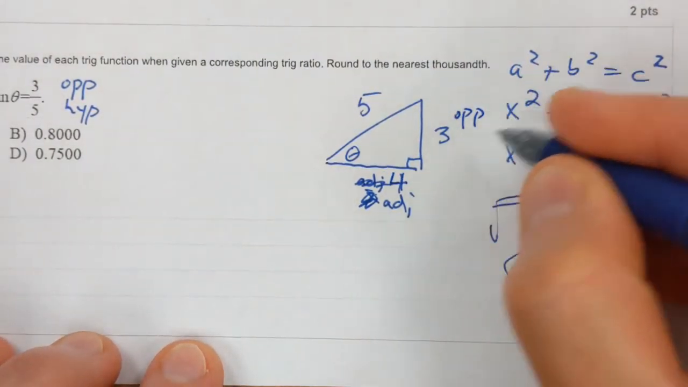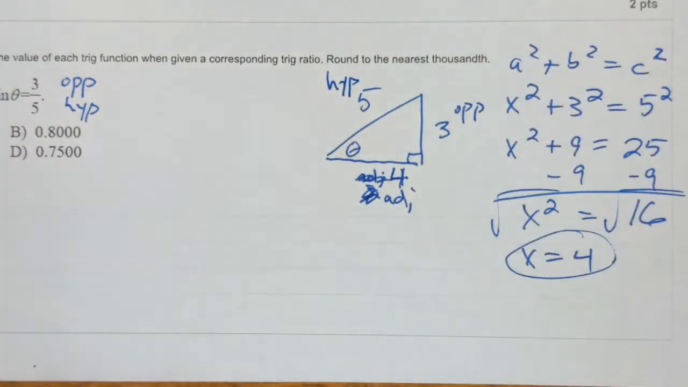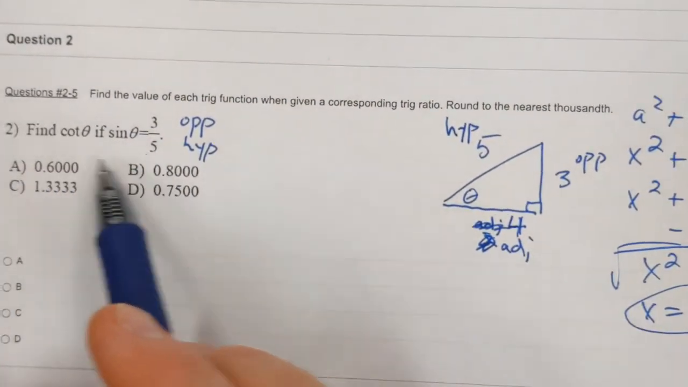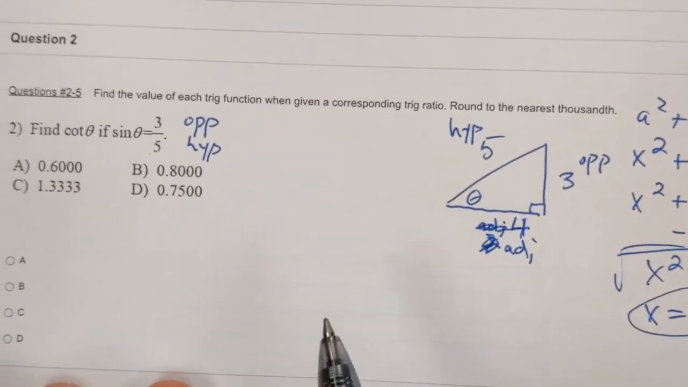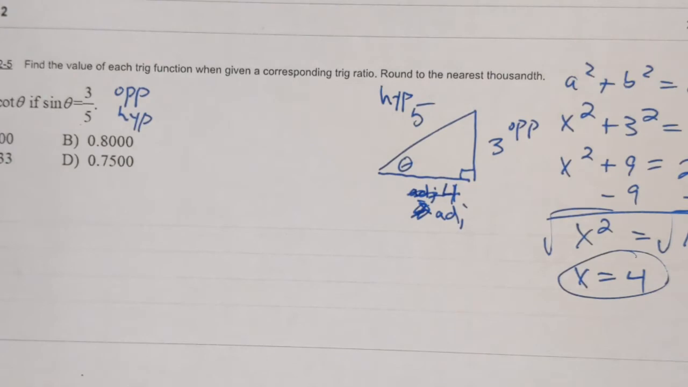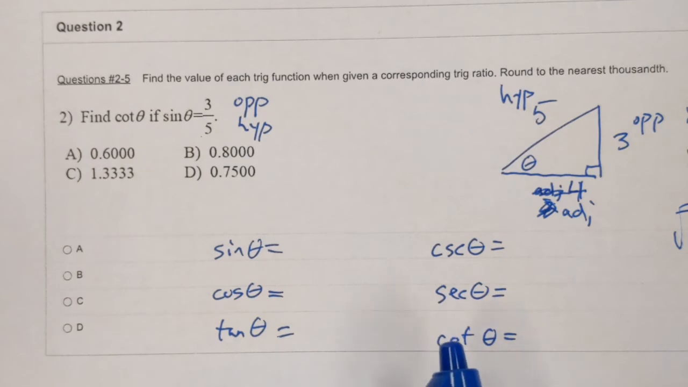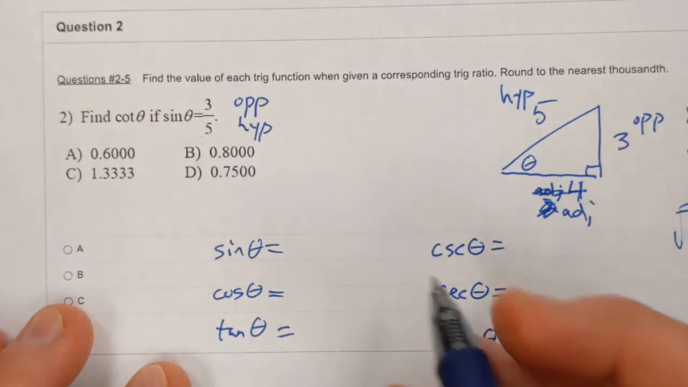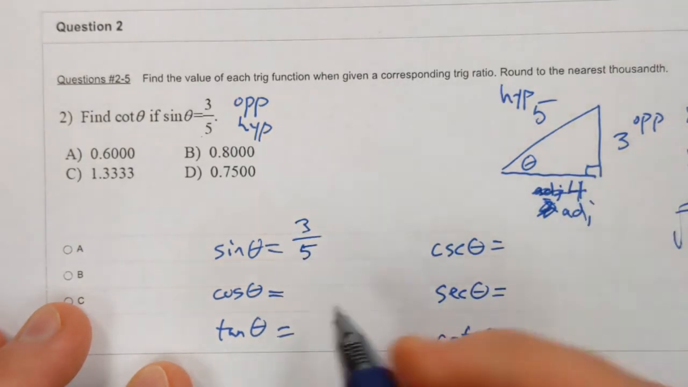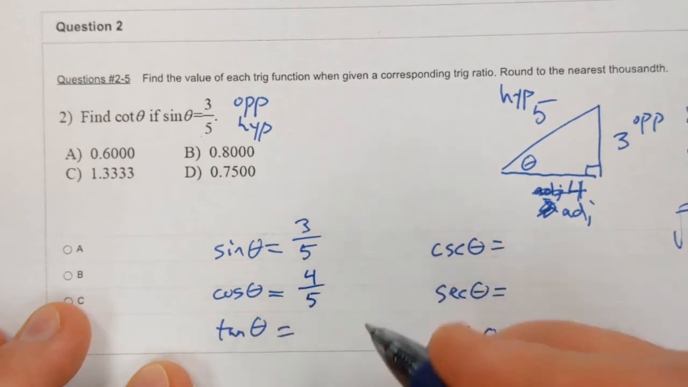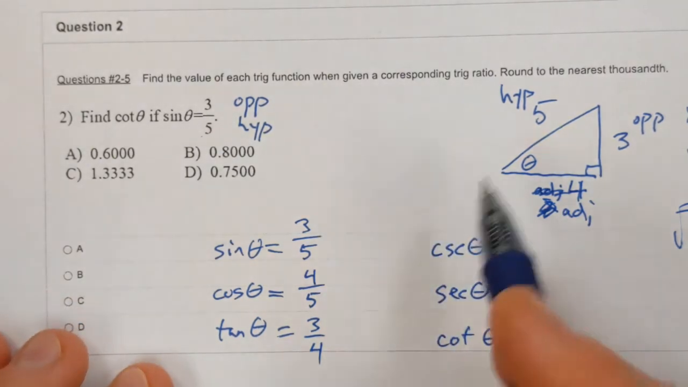So if my opposite is 3, my adjacent leg is 4, my hypotenuse is 5, well, guess what? Now I can find any of these trig ratios that I might want. So I'm going to go through and list all of them. Now the reality of this particular problem is you only need to find the cotangent. But you know what? Let's just review them all real quick. So sine is opposite over hypotenuse, 3/5. Cosine is adjacent over hypotenuse. Tangent is opposite over adjacent. So there's the fractions for each of these trig ratios.